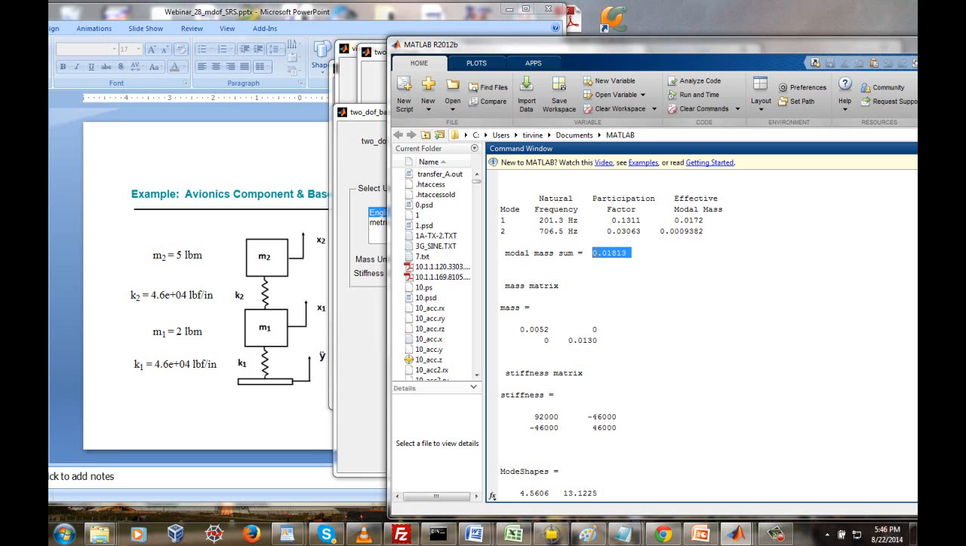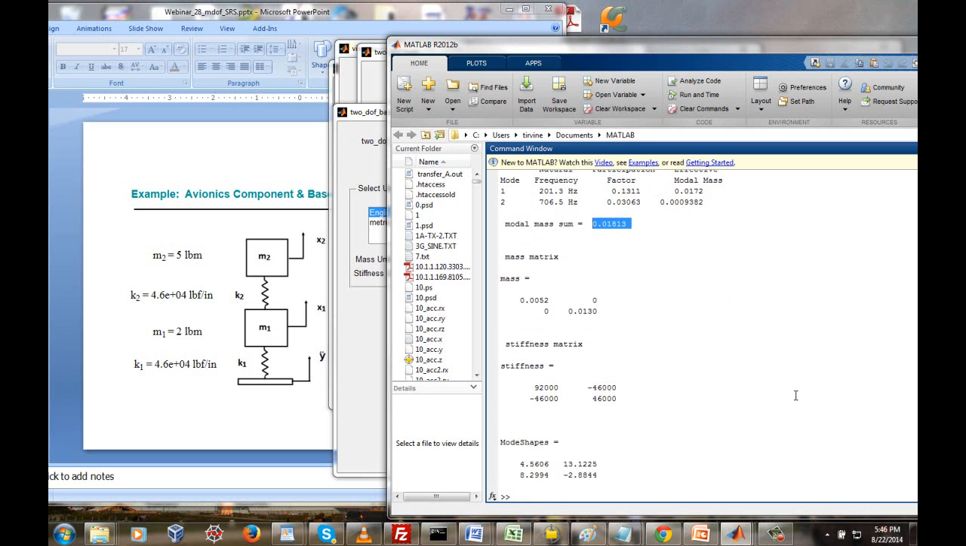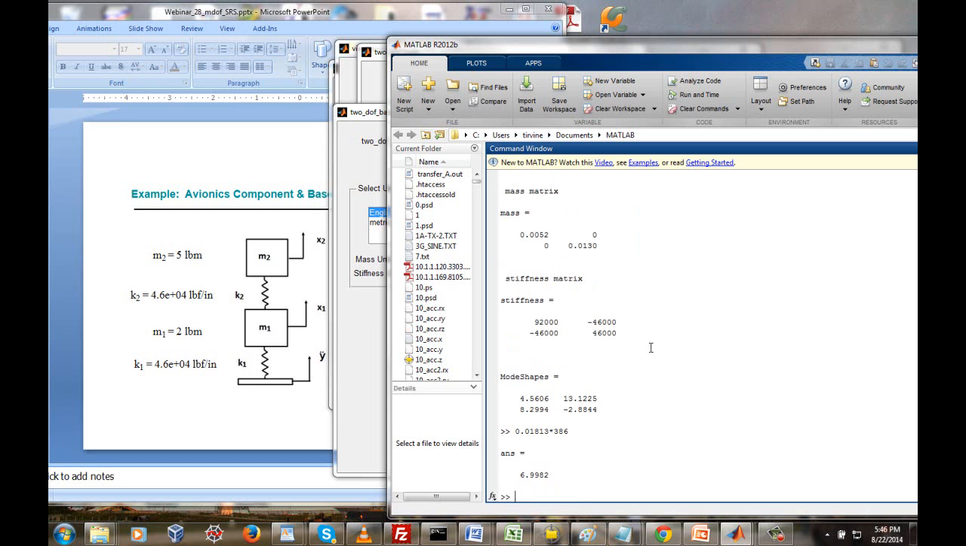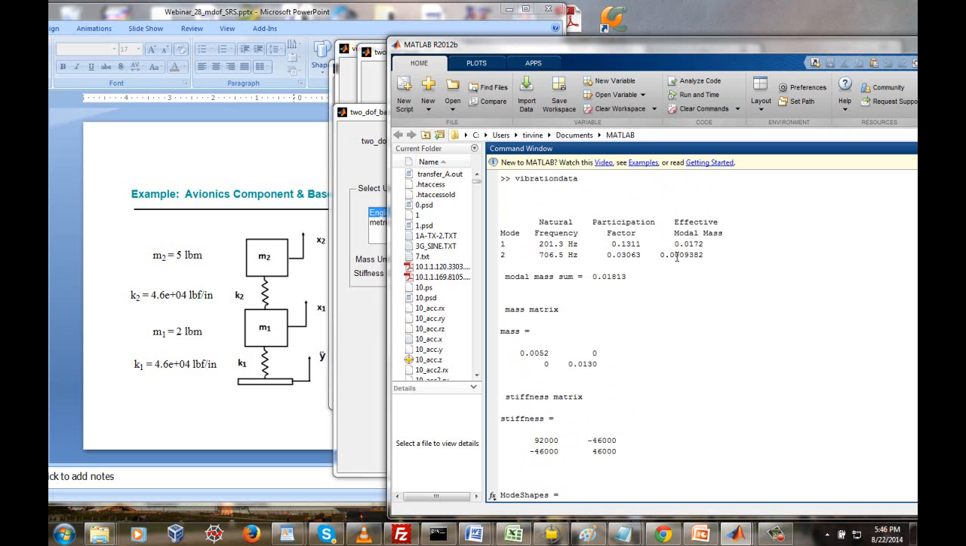Now let's take this modal sum value here, which is 0.018, and let's multiply that by 386, because these mass units here are really pounds force seconds squared per inch. So to get back to LBM, pounds mass, we multiply by 386, and we see that's almost equal to 7. Well, 7 is equal to 5 pounds plus 2 pounds. So we're accounting for basically 100% of our modal mass. And then you can see how the effective modal mass values are distributed.